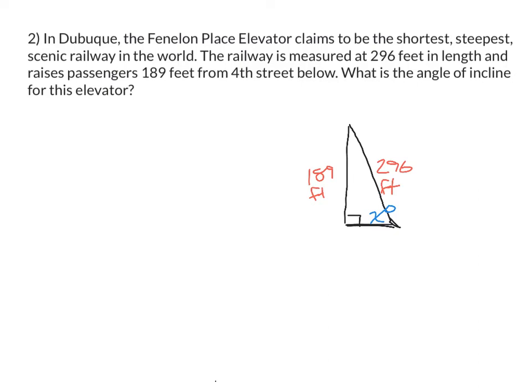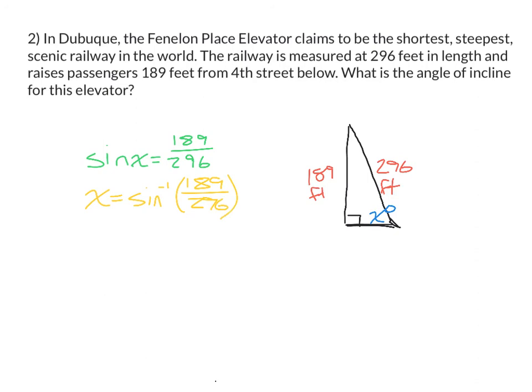So again, this is where trig comes into play. We know from angle x, we know the opposite side, we know the hypotenuse, which means we're going to use sine. The sine of our angle x is the same as the opposite, 189, over the hypotenuse, 296. To find x, we do our inverse. Anytime we want to find angle, we do an inverse. So x is going to equal the inverse sine of 189 divided by 296.